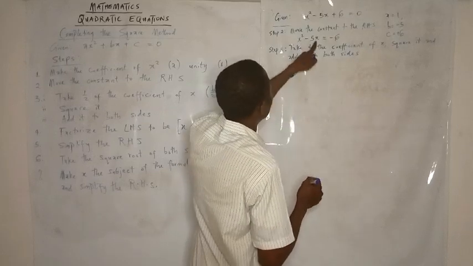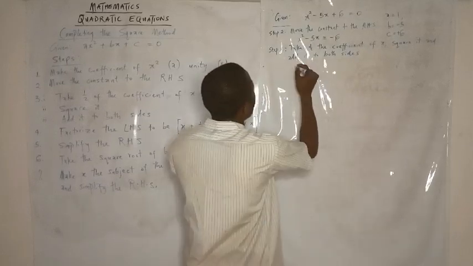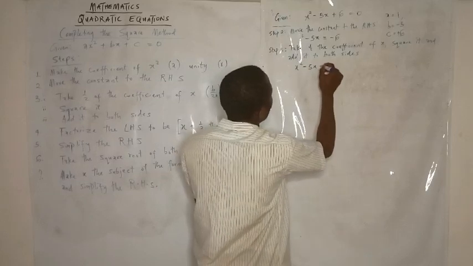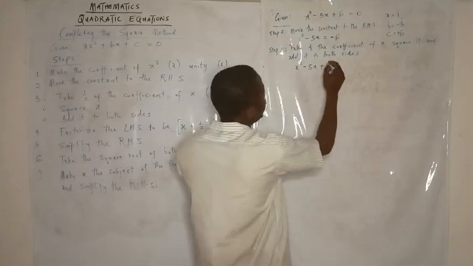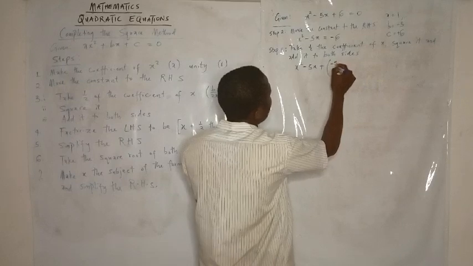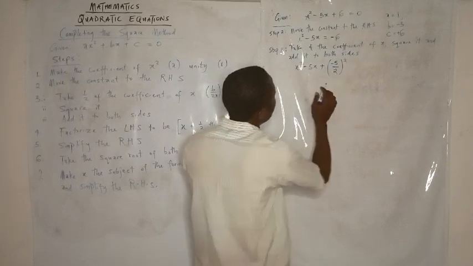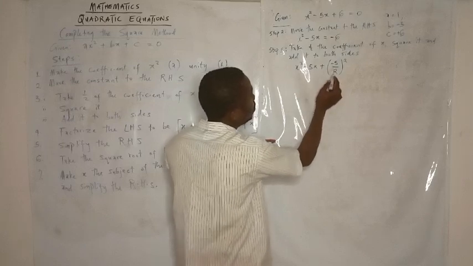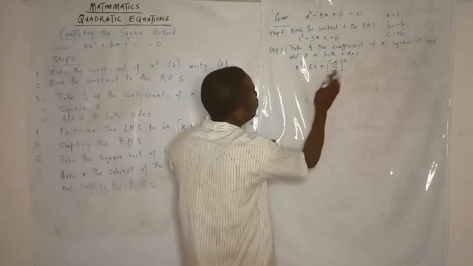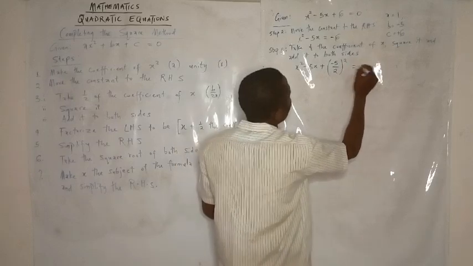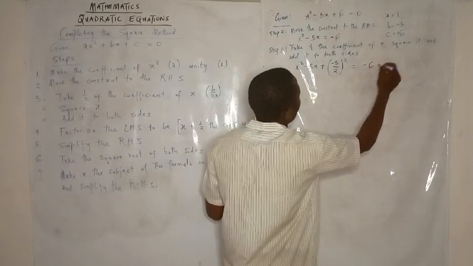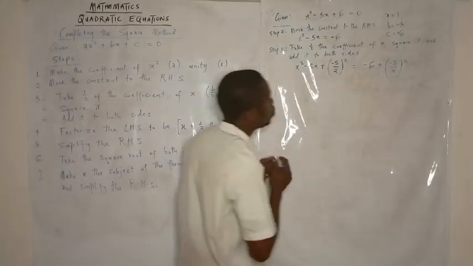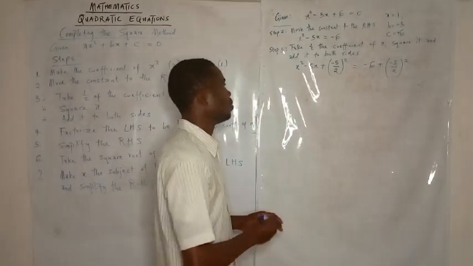So half of the coefficient of x is -5/2. So we have x squared minus 5x plus, remember that we are adding it to both sides, -5/2 all squared. This is half the coefficient of x, this is the coefficient of x, this is half of it squared. We have squared it and added it to the left hand side, equal to -6 plus -5/2 all squared. So we have added it to both sides now.